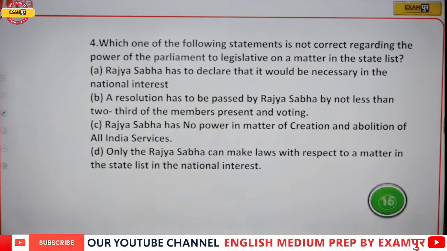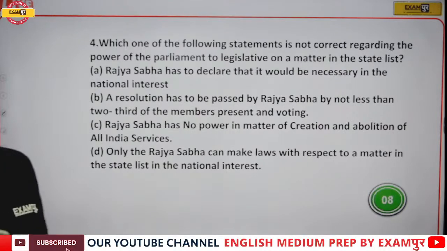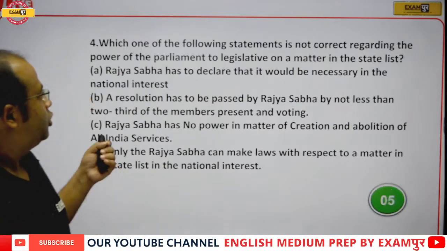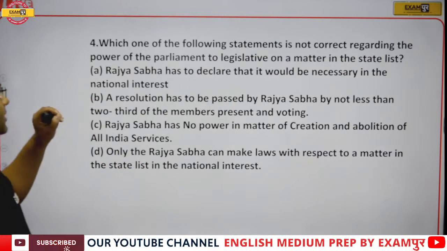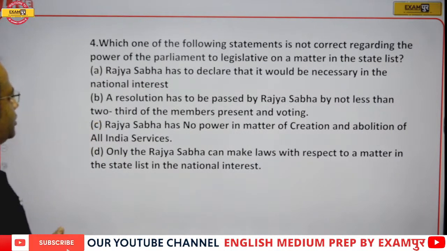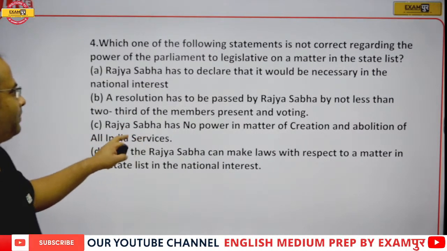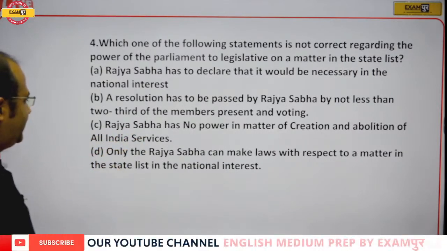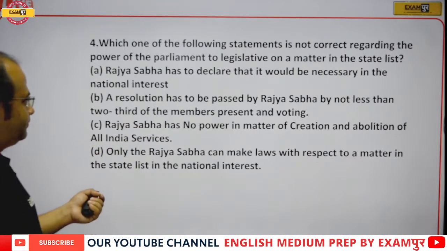Now, which of the following statement is not correct regarding the power of the parliament to legislate a matter on the state list? So, which of the following statement is not correct in the matter to legislate the power in the state list? Rajya Sabha has to declare whether it is necessary in the case of national interest, or resolution has to be passed by Rajya Sabha but not less than 2/3 of the member present and voting. Rajya Sabha has no matter in power of creation and abolition of all India service, and only Rajya Sabha can make law with respect to the.